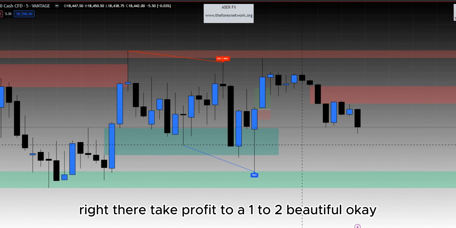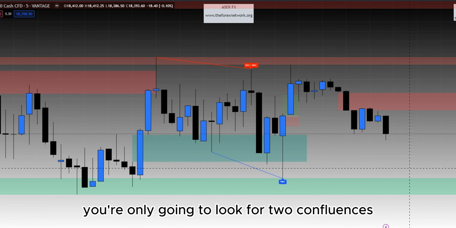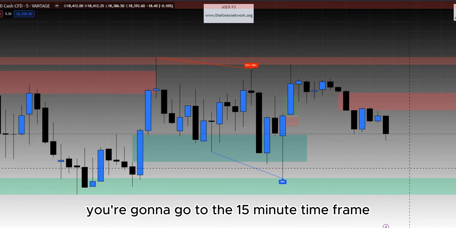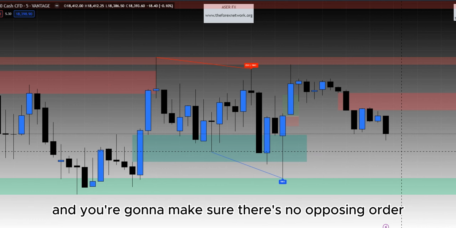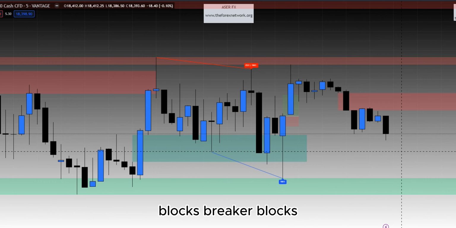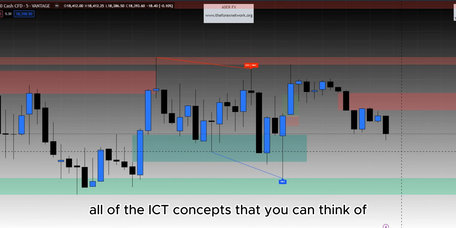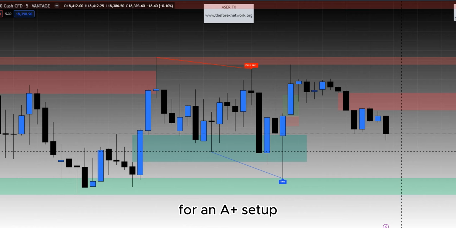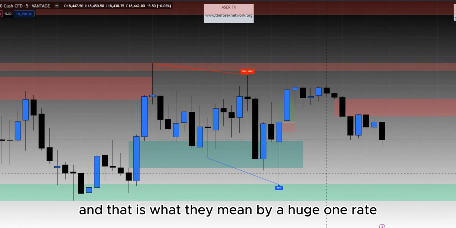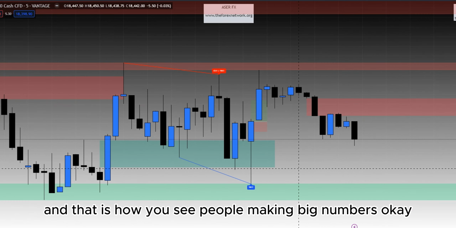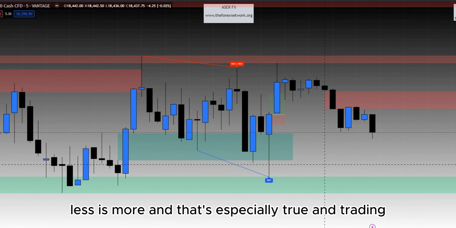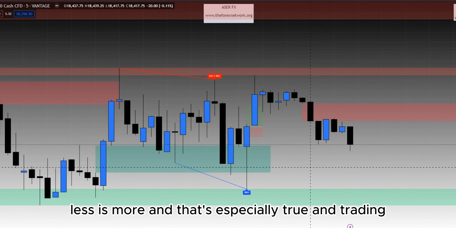Beautiful. It's that simple. You're only going to look for 2 confluences or 3 confluences. You're going to go to the 15-minute time frame or a higher time frame than what you're on, and make sure there's no opposing order blocks, breaker blocks, all of the ICT concepts that you can think of for an A+ setup. And that is what they mean by a huge win rate, and that is how you see people making big numbers. Less is more, and that's especially true in trading.